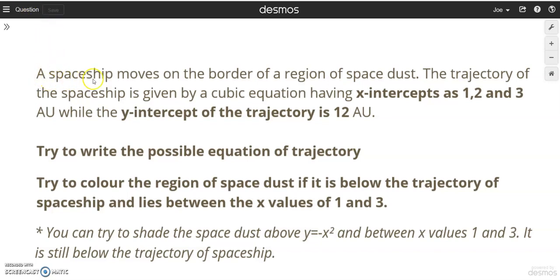So a spaceship moves on the border of a region of space dust. The trajectory of the spaceship is given by a cubic equation having the x-intercepts as 1, 2 and 3, while the y-intercept of the trajectory is 12. First, we want to write the possible equation of the spaceship's trajectory. Then we're going to colour the region of space dust below the trajectory of the spaceship that lies between the x values of 1 and 3.